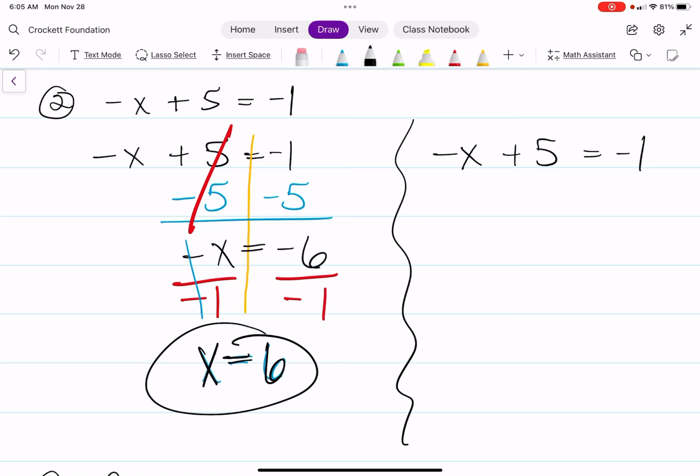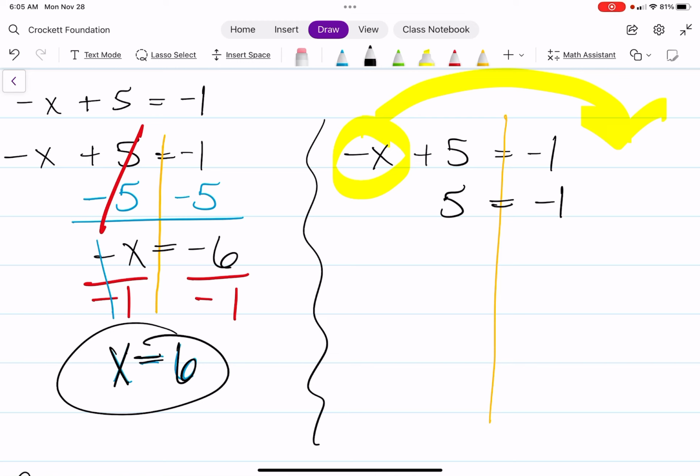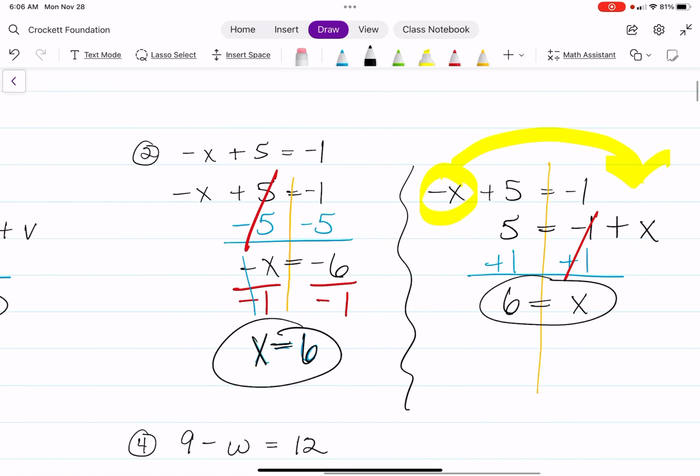Now, if we do it the other way I showed you by rewriting the problem, I would obviously want to move my x over here to make it positive. So if I did that, the 5 would stay where it's at. The -1 would now have a positive x on the same side with it. And then from there, since there's a -1 with the positive x, I want to add 1 to both sides, right? The 1s cancel out. I'm left with x equals 5 plus 1, which is +6, and I'm done, okay?